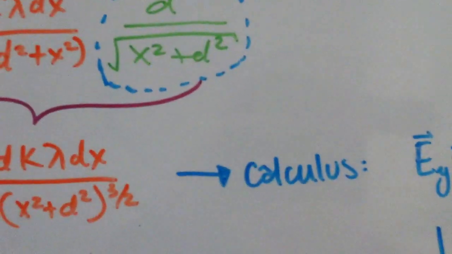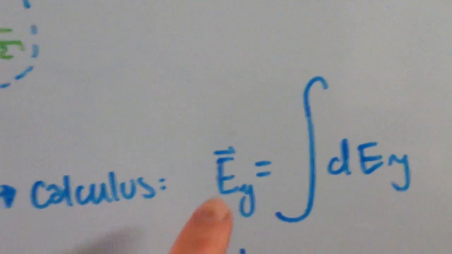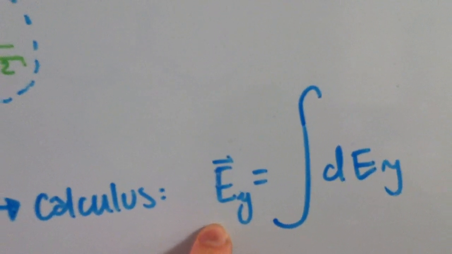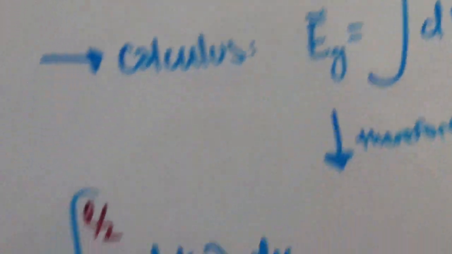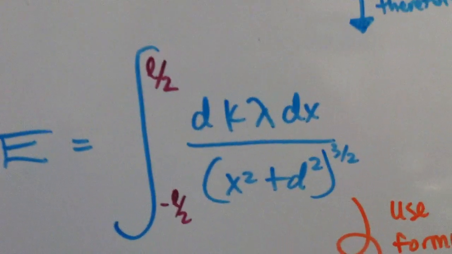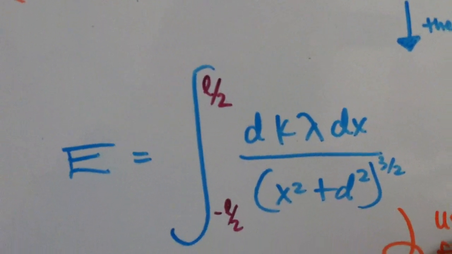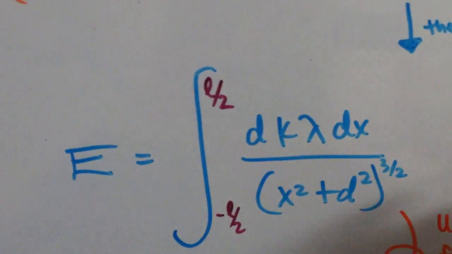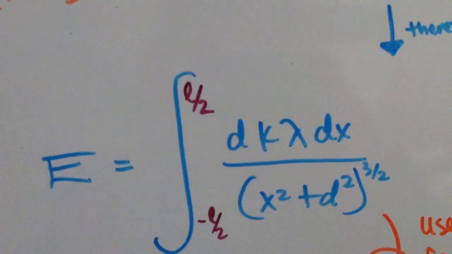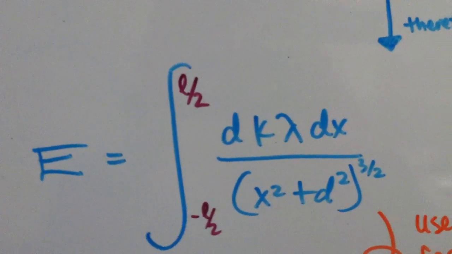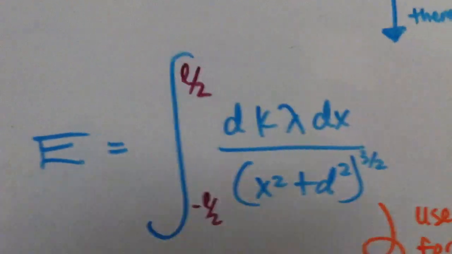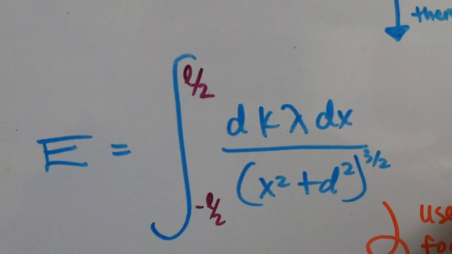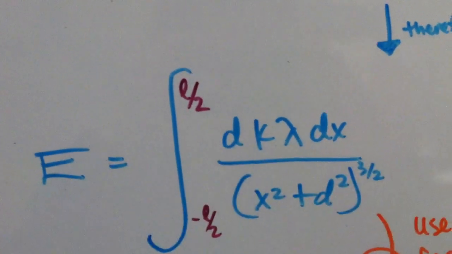Now we get to the calculus. So in calculus, we know that the full electric field Ey is going to be equal to the integral of dEy. So we plug that in down here. Therefore, we have the electric field is equal to the integral from negative L over 2 to L over 2, which remember is the full length of the rod, and we integrate k lambda d dx divided by x squared plus d squared to the 3/2 power.